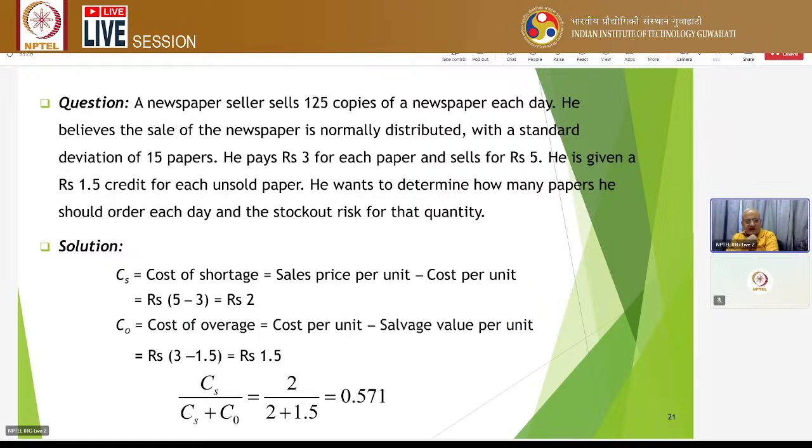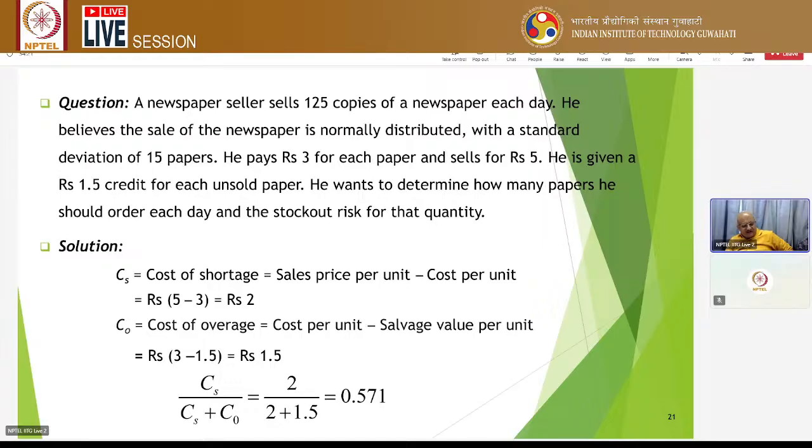So first we find out the cost of shortage. Cost of shortage will be sales price per unit minus cost per unit. Suppose I am a newsboy, I purchase a newspaper and sell it for 5 rupees, but my purchase cost is 3 rupees. So I am getting a profit of ₹2. If I have a shortage of paper, I am losing 2 rupees per paper. Suppose suddenly somebody comes and asks for 10 papers, but I do not have any paper, so I say all the papers have been sold. That means I lost 20 rupees, because had I had the papers, I would have given 10 papers to that person, and 10 into 2 means 20 rupees I would have earned. That's why it is the cost of shortage.